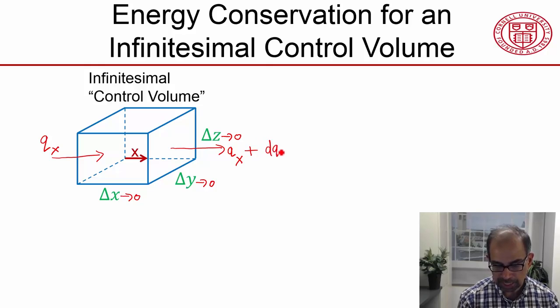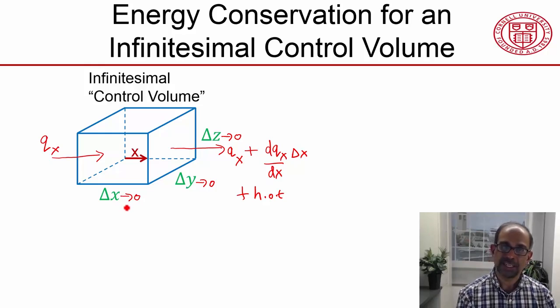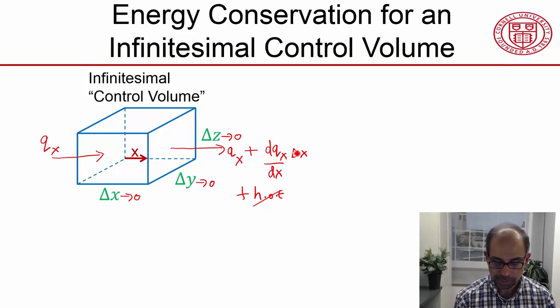And that change I can find from the gradient. If the rate of change of Q sub x is that, and I multiply it by the distance, I'll get how much it's changed. Okay, so that's a small difference. You're going to get higher order terms proportional to delta x squared, delta x cubed, and so on. But in the limit as delta x tends to 0, I can ignore those. That's important because I can ignore the higher order terms. So the heat flowing out is slightly different from the heat coming in.